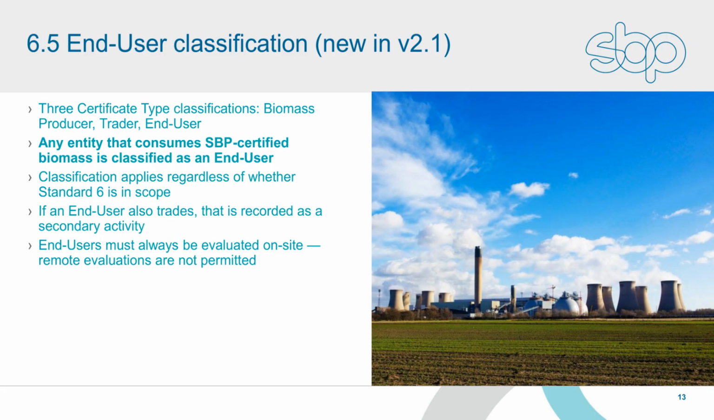Why this matters? End users must always be evaluated on site. Remote evaluations are only permitted for certain Standard 4, 5, and 6 evaluations of operations that do not take physical possession of biomass, and end-user evaluations fall outside that permitted scope. In practice, this affects how you register large energy utilities and combined heat and power operators in the audit portal, and how you schedule their recurring evaluations. If you have previously been planning remote surveillance for any end user, you will need to adjust.